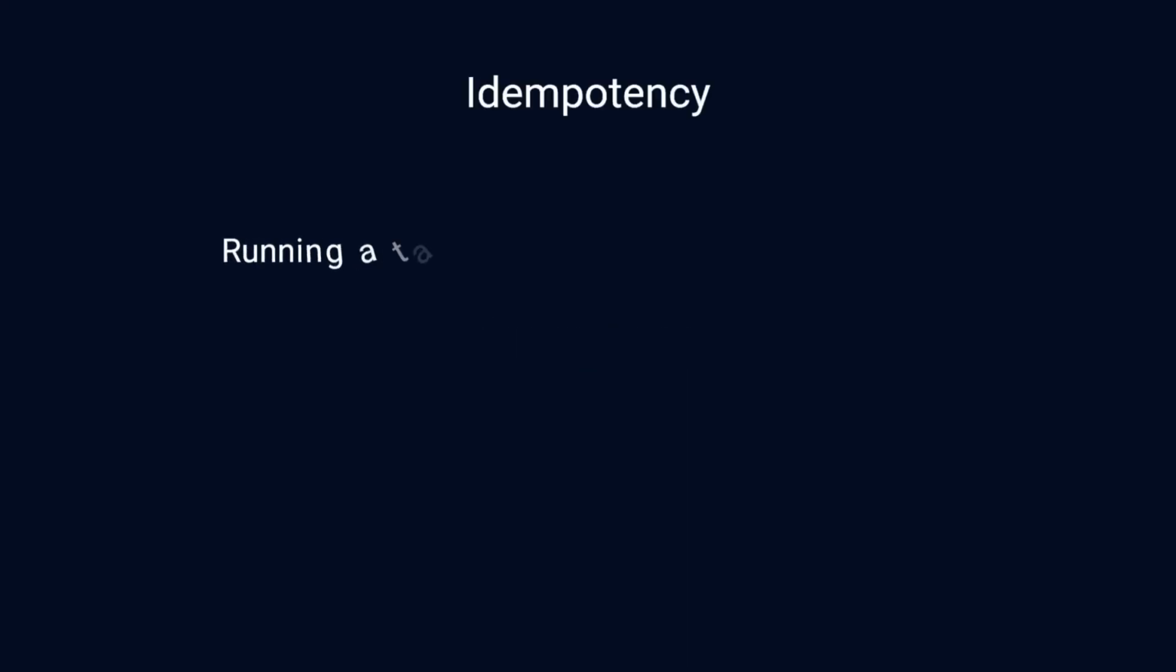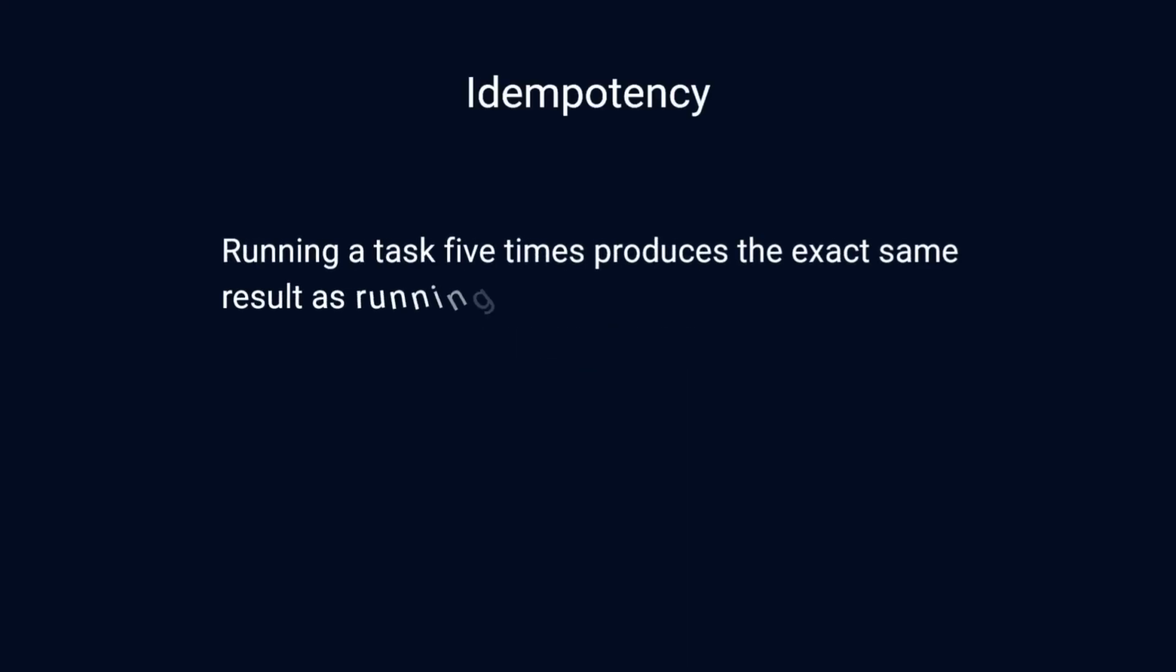Because of this, your tasks must be idempotent. That means running a task 5 times produces the exact same result as running it once. If your agent charges a credit card, you must write defensive code so a retried task doesn't double charge the user. And when you do retry, you use exponential backoff and jitter.